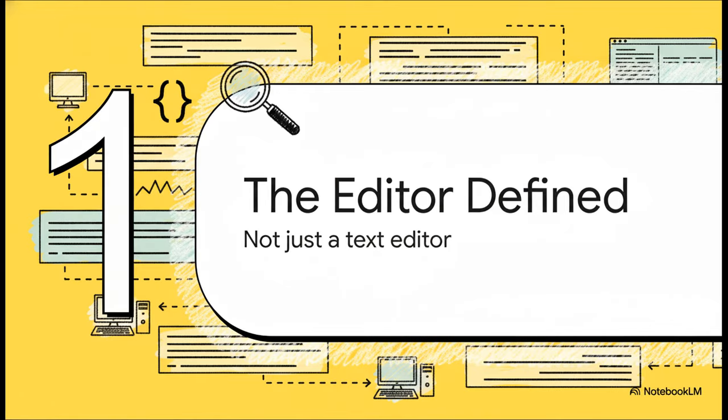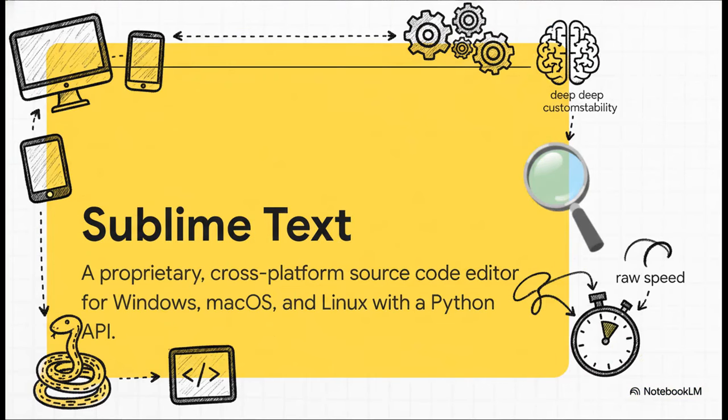Okay, first things first, let's get on the same page about what we're talking about. I mean, sure, it edits text, but calling Sublime Text just a text editor is like calling a race car just a car. You're kind of missing the entire point. So what is it really? At its core, Sublime Text is a source code editor. It's proprietary, and it runs on pretty much anything you throw at it. Windows, Mac, Linux, you name it.